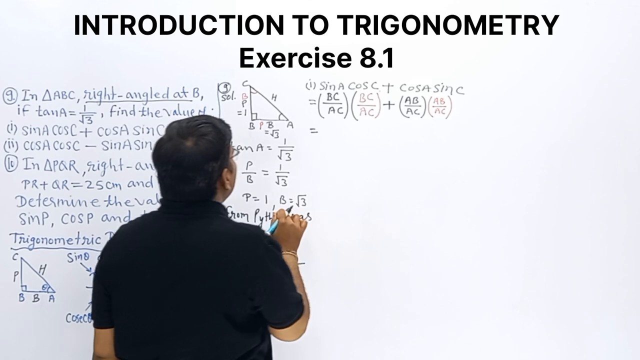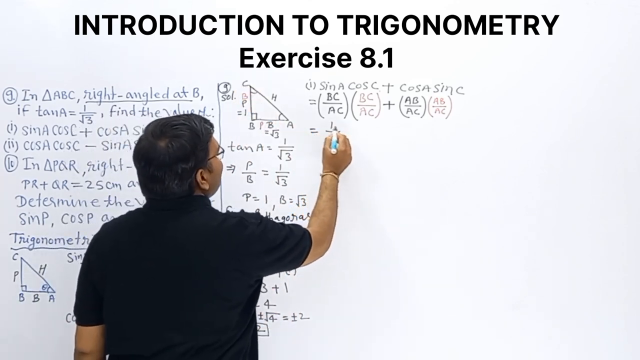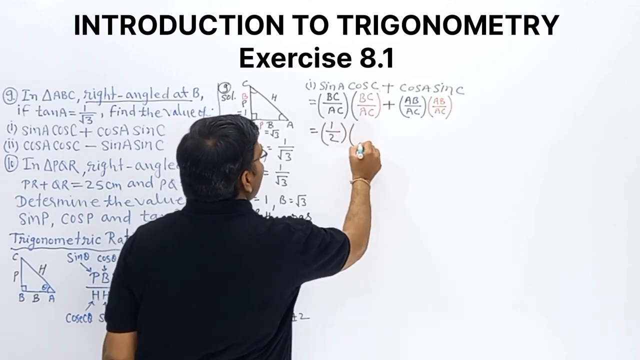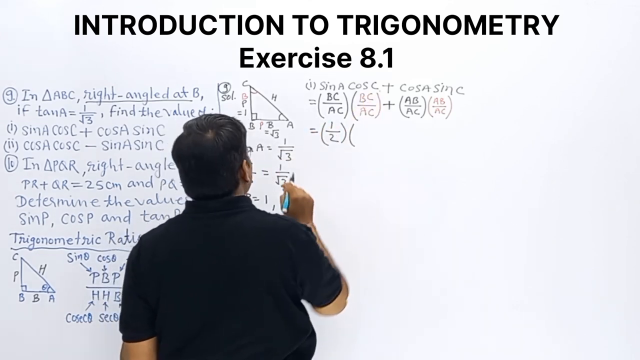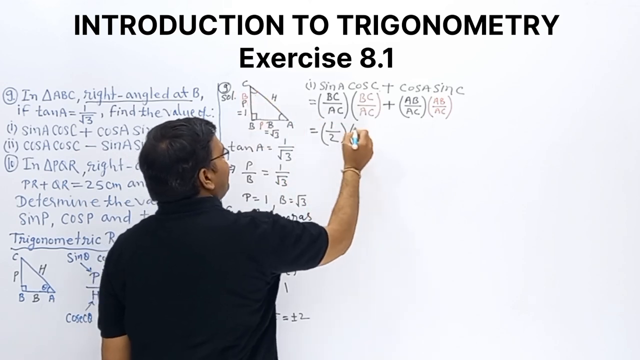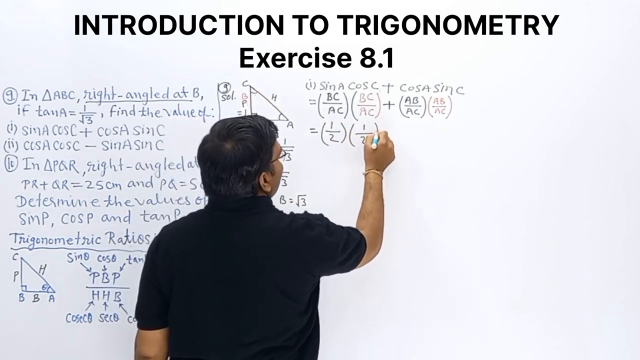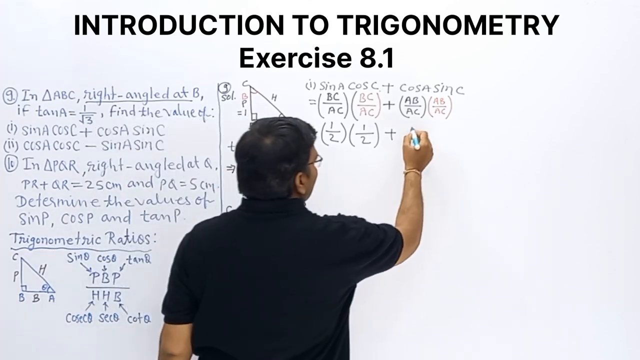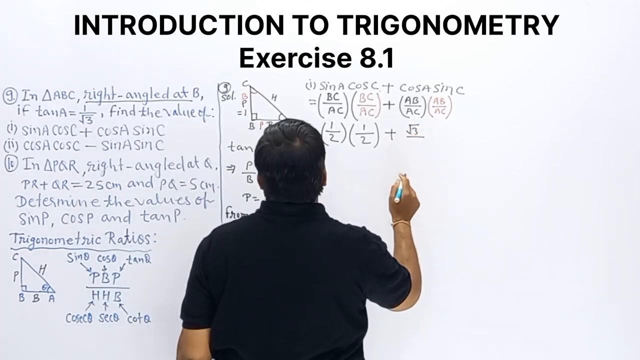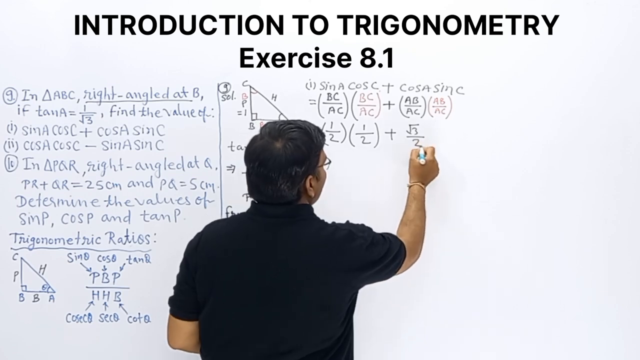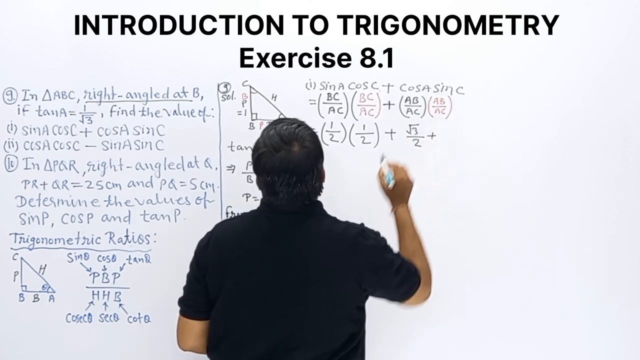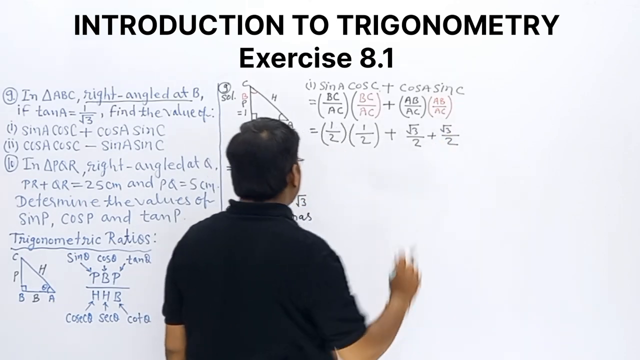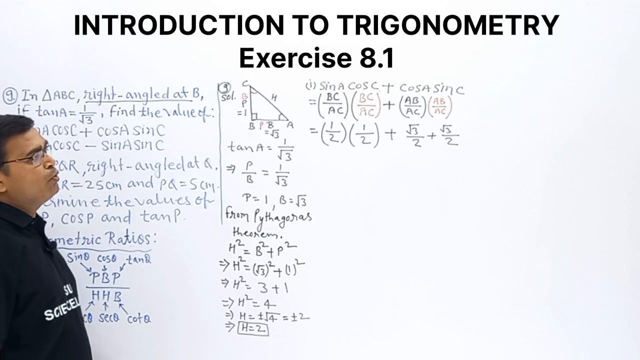BC is what? BC is 1. AC is what? We observed 2. I am putting the values, BC upon AC. BC is 1, AC is 2. Clear? Plus AB upon AC. AB is square root of 3, upon AC. AC is the hypotenuse and its value is 2 units.